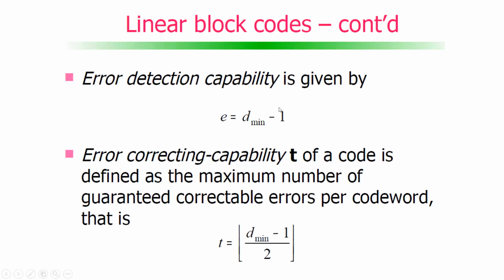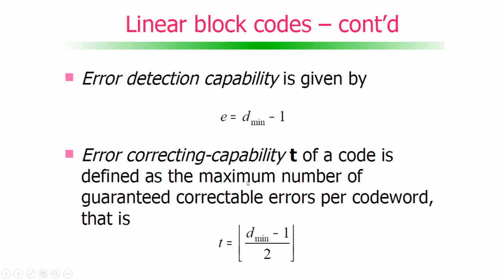Actually, this minimum distance is directly related to the error detection and correction capability of a code. How many errors can you detect? d minimum minus 1. Please take this point straight away; I will explain how this formula comes about maybe in the other classes. The number of errors that can be detected by a particular linear block code is given by d minimum minus 1.